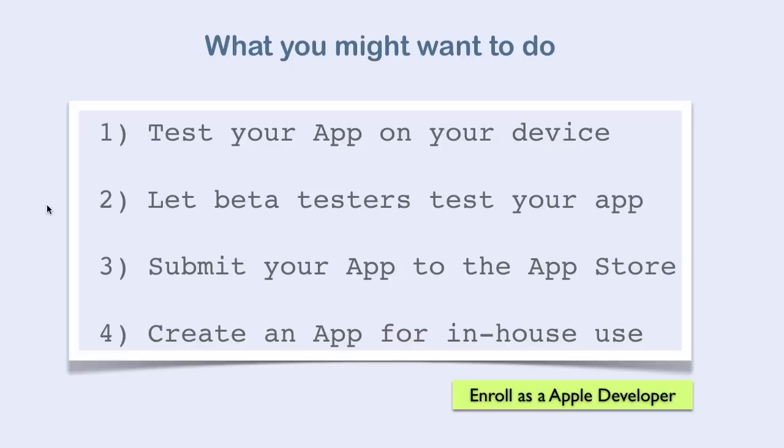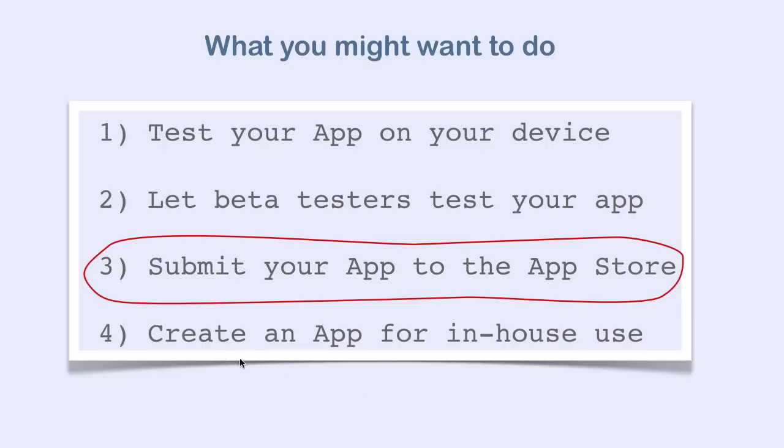Let's begin with what you might want to do. You might want to test your app on your device. You might want to let beta testers test your app. You might want to submit your app to the App Store. Or you might want to create an app for an in-house use of your company. Whatever of these things you want to do, you must first enroll as an Apple developer and pay a minimum of $99. In this lesson, we will focus on how to submit your app to the App Store. Once you understand that, it will be easier to understand the other ones.